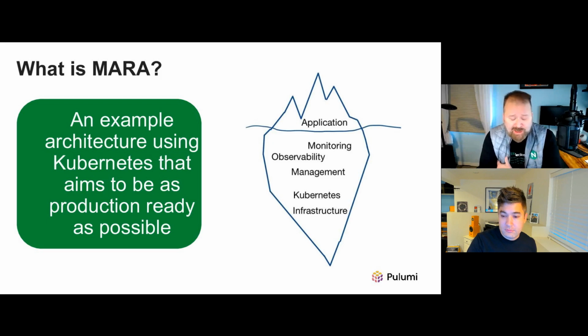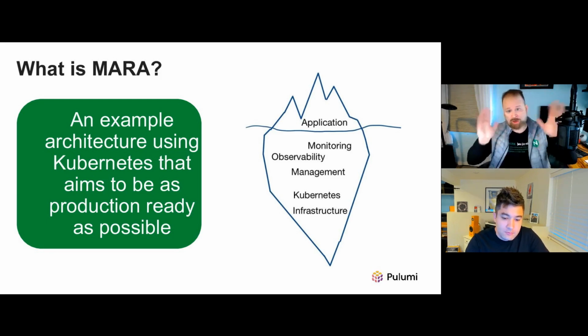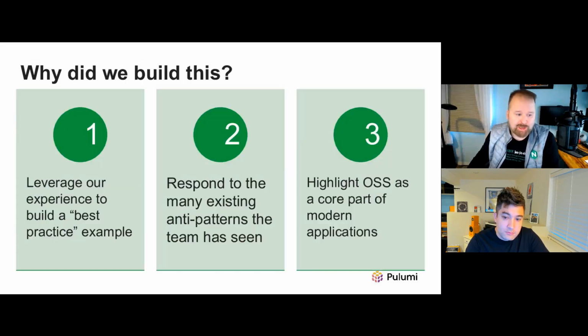So what we like to say about Mara is that it's an example architecture using Kubernetes that aims to be as production ready as possible. This is our greenfield deploy of a modern application on Kubernetes. So why did we build this?